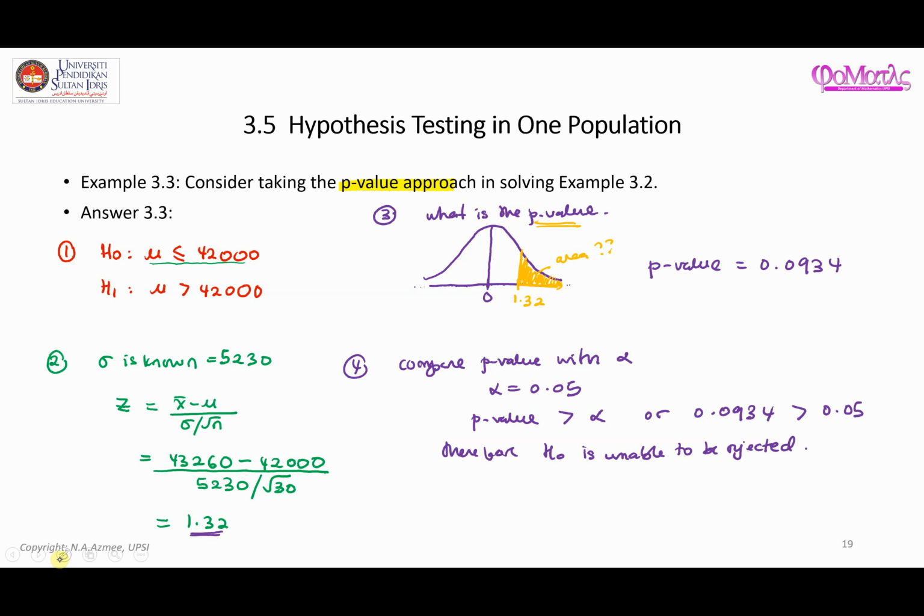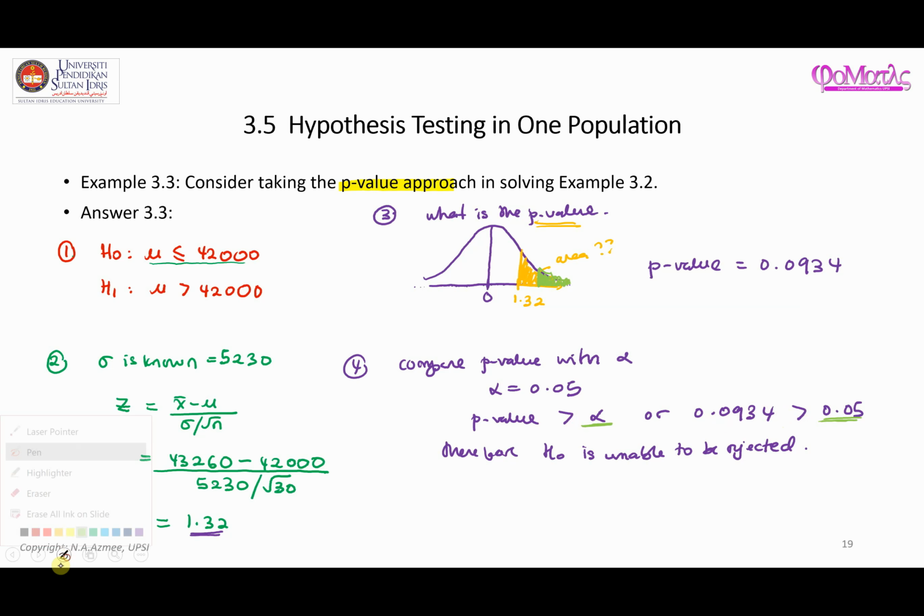So you can see that if I compare the area of the p-value with alpha, the p-value is the area of 0.0934, and alpha is just 0.05, which means alpha is somewhere here. This is the value of alpha, and the critical region is this one. The p-value here is greater than alpha, and that's why we will not be able to reject H null.